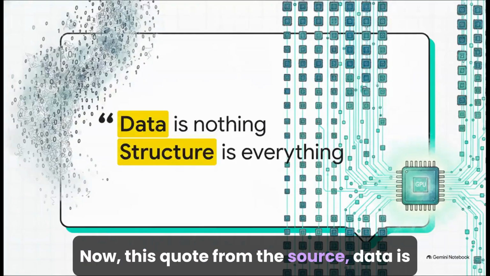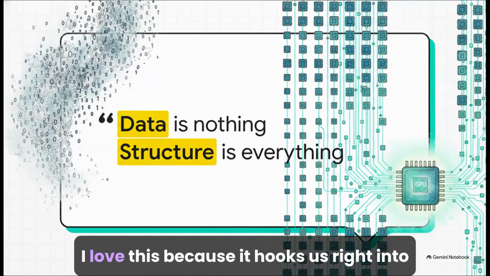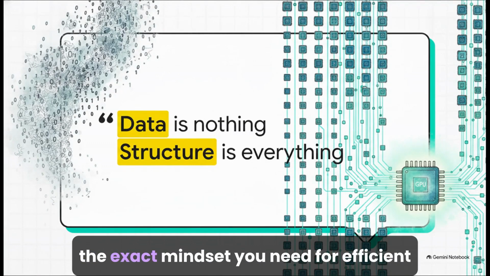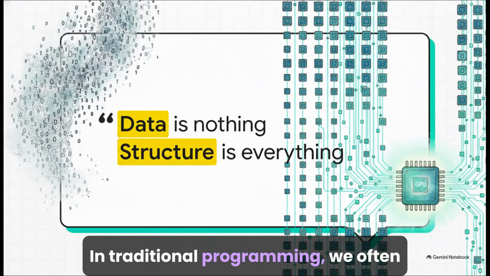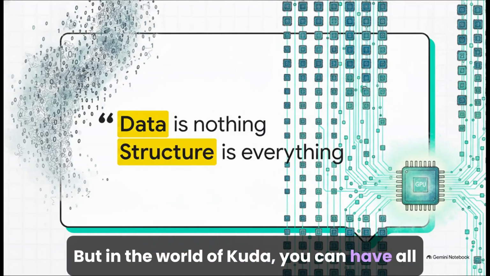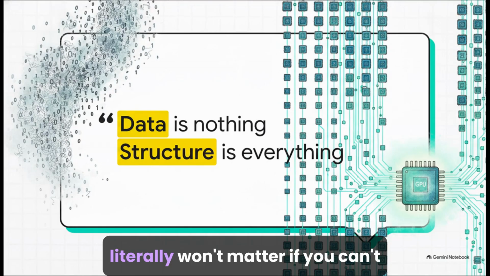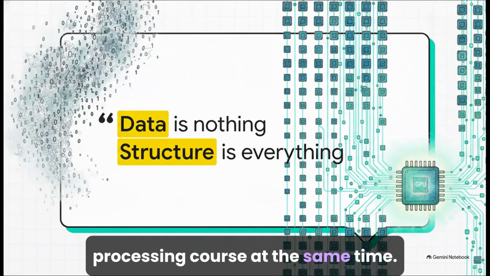Now, this quote from the source, "Data is nothing, structure is everything." I love this because it hooks us right into the exact mindset you need for efficient parallel programming. In traditional programming, we often obsess over the data itself, right? But in the world of CUDA, you can have all the valuable data in the world, and it literally won't matter if you can't structure its flow to thousands of processing cores at the same time.